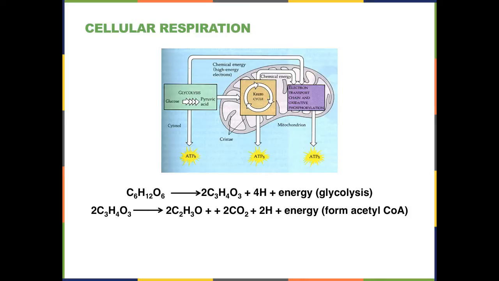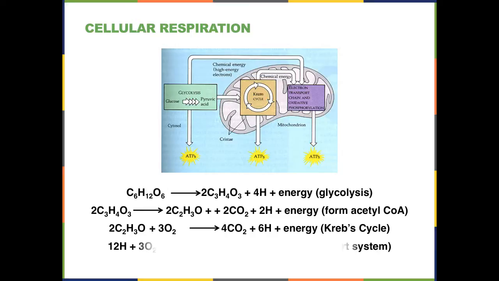The next step, which actually does not produce energy, although I've put the word energy in here, is called the formation of acetyl-CoA. In this step, 2 pyruvate molecules are changed into 2 acetyl-CoA molecules plus carbon dioxide plus hydrogen atoms. The acetyl-CoA molecules are the 2 molecules that actually enter the Krebs cycle. Once they enter the Krebs cycle, 3 oxygen molecules are combined with them, and 4 carbon dioxide and 6 hydrogen atoms are produced. And again, more energy is produced.